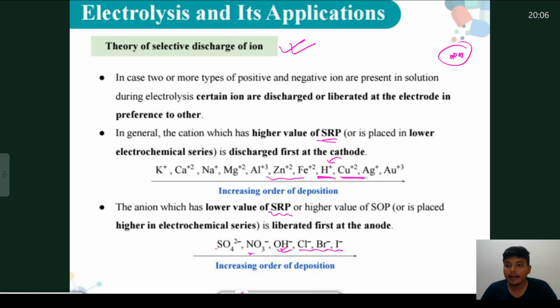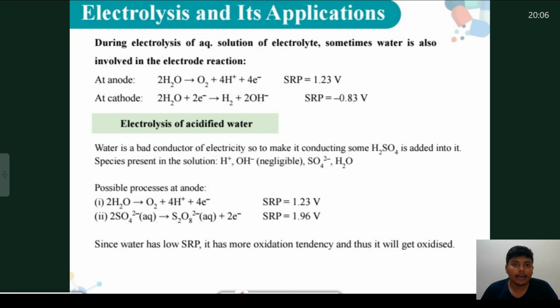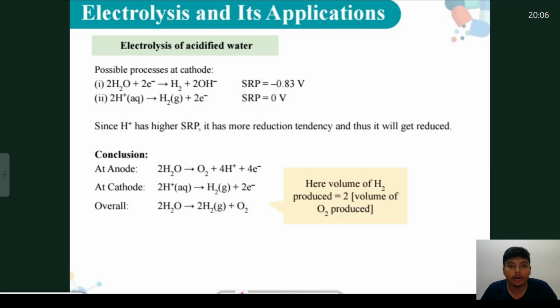Next, here you can see if you take molten PbBr2, lead will deposit, simple. Lead will deposit and bromine will deposit. Yes or no? Because we are taking molten. Similarly, molten NaCl, sodium will deposit and chlorine will deposit. But acidified water: in case of water, what will deposit? Simply, oxygen and hydrogen will deposit.